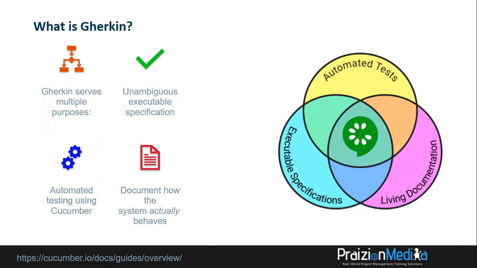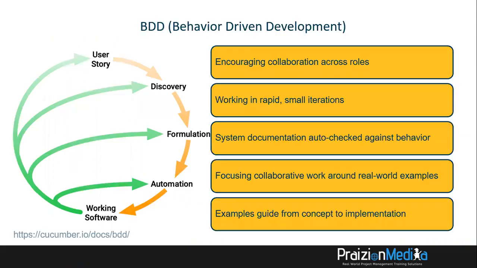So let's take a look at some more information from cucumber.io. When you think about BDD, think about user story, discovery, formulation, automation, and working software. What is the big deal here? The discovery. See that? So BDD encourages collaboration across roles. Encouraging collaborations across roles to build shared understanding of the problem to be solved. That's the key thing, understanding what is to be solved.